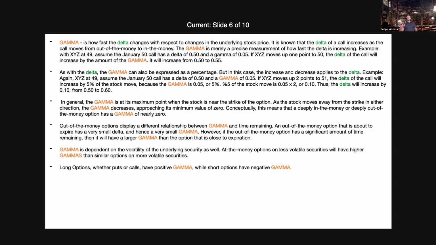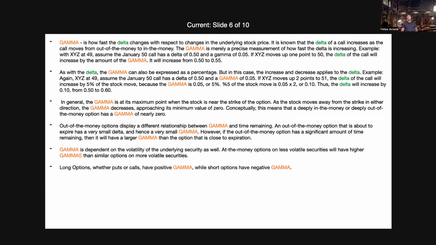As with the delta, the gamma can also be expressed as a percentage, but in this case, the increase or decrease applies to the delta. Example, again, XYZ is at 49. Assume the January 50 call has a delta of 0.50 and a gamma of 0.05. If XYZ moves up 2 points from 49 to 51, the delta of the call will increase by 5% of the stock move, because the gamma is 0.05 or 5%. So 5% of the stock move is 0.05 times 2, that gives us 0.10. Thus, the delta would increase by 0.10, from 0.50 to 0.60.